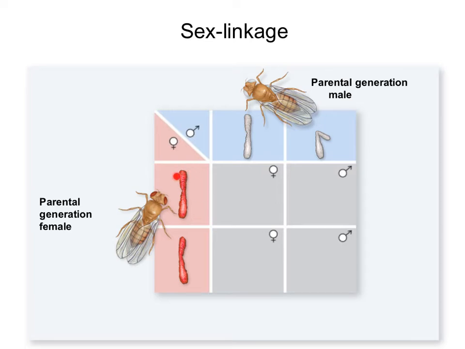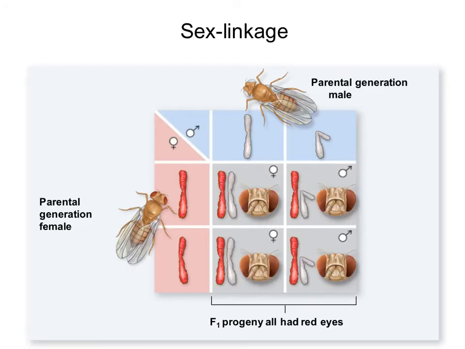While in a female, since she has two X chromosomes, a recessive condition must be present in both X chromosomes in order to be expressed. If it's only present in one, then the other copy that has the dominant allele will be the one that is expressed. So let's look at the result of crossing this normal female with this male.